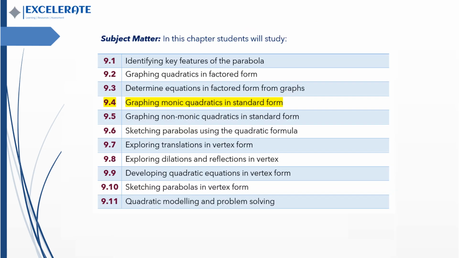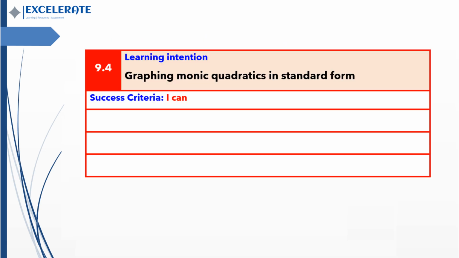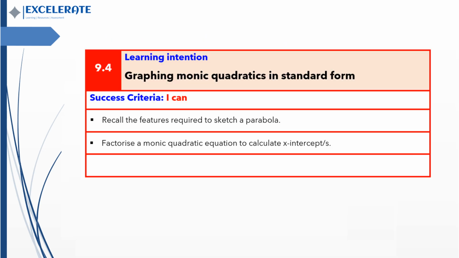In this lesson, 9.4, we're graphing monic quadratics in standard form. The success criteria: I can recall the features required to sketch a parabola, factorize a monic quadratic to calculate x-intercepts, and sketch a monic parabola in standard form.